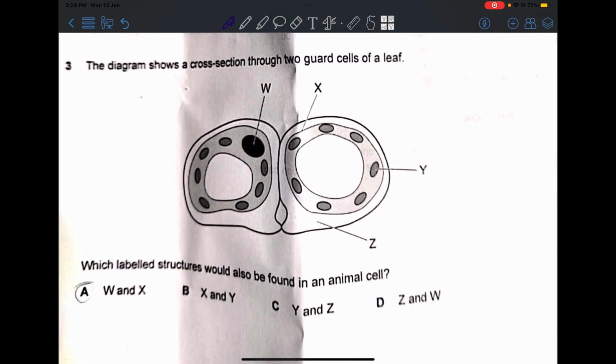3. The diagram shows a cross-section through two guard cells of a leaf. Which labeled structures would also be found in an animal cell? Now we know that animal cells don't have chloroplast and they don't have cell wall. So we won't be choosing Y because this is the chloroplast, and Z, this is the cell wall. We're going to be choosing between W and X. W is actually the nucleus and X is actually the cell membrane and not the cell wall. The cell wall is Z over here. So the outer part is all the cell wall and the inner part is actually the cell membrane. So our answer will be A.